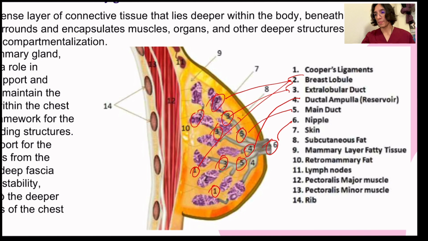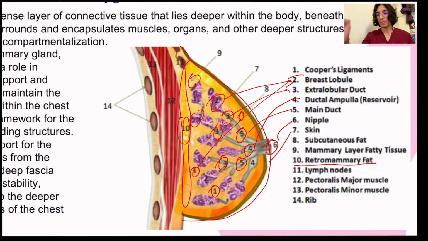Number 7, skin. Okay, it's obviously skin here. Subcutaneous fat, more deeper. Mammary layer fatty tissue here. Retromammary fat here, all this. Lymph nodes, number 11. Here you can see the lymph nodes over in the picture. Pectoralis major muscle here, the pectoralis minor muscle also, and the ribs.